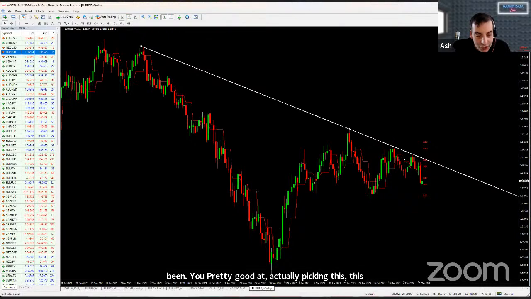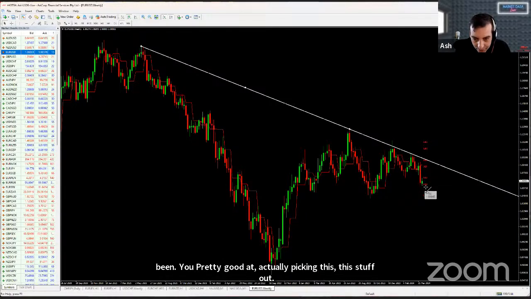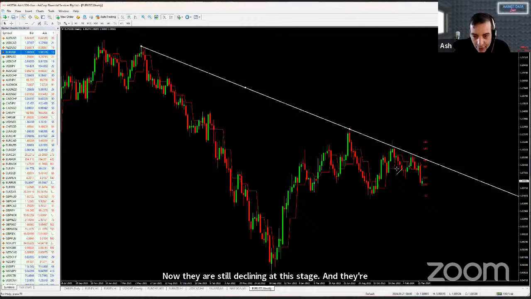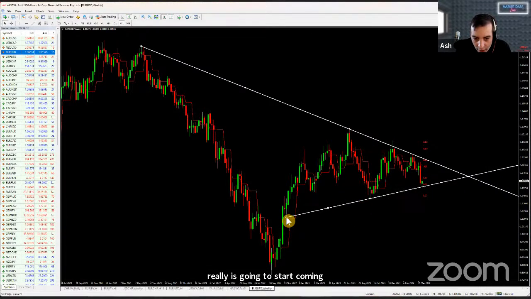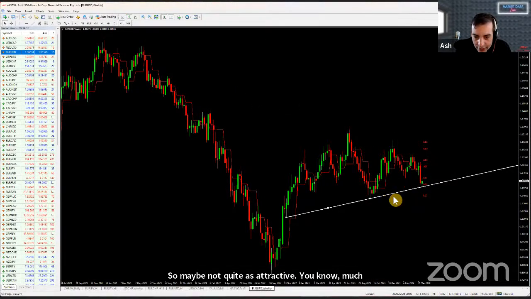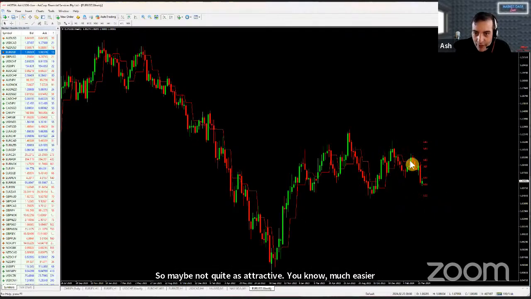Now they are still declining at this stage, and they're getting near that zero line, so it's still bearish for the euro. I think the issue really is going to start coming in, where we are going to be starting to draw our levels, and it might be that we're on a support line here, so maybe not quite as attractive. Much easier when the COT data has peaked and the price has peaked, and we get the signal from that. It's a much better way to use the COT data rather than looking in these areas.